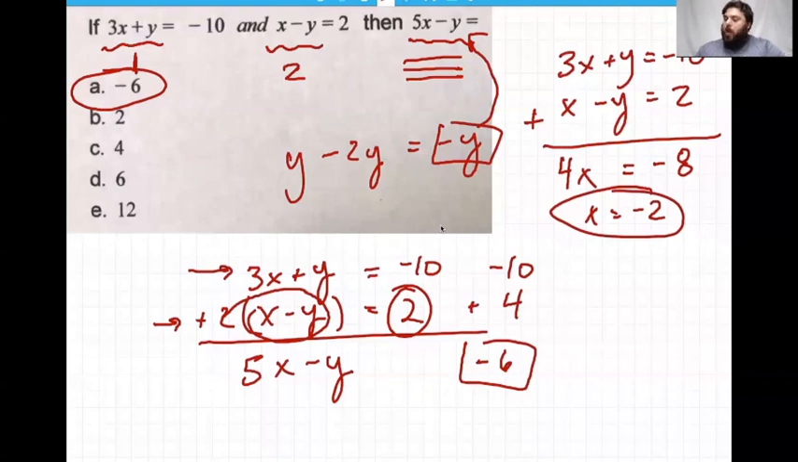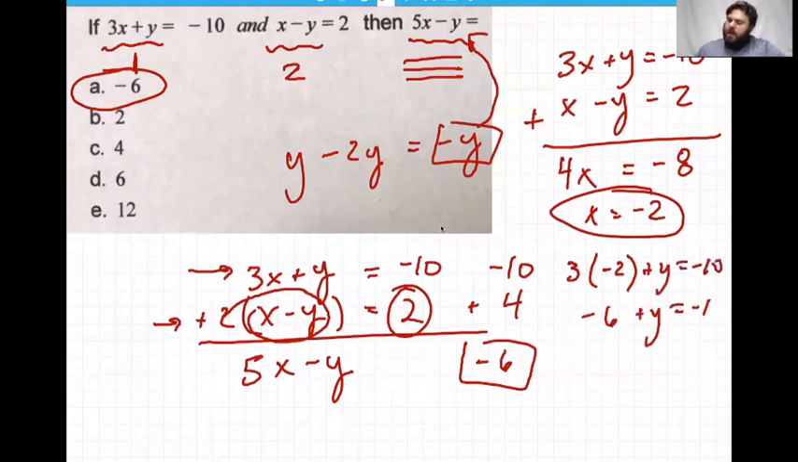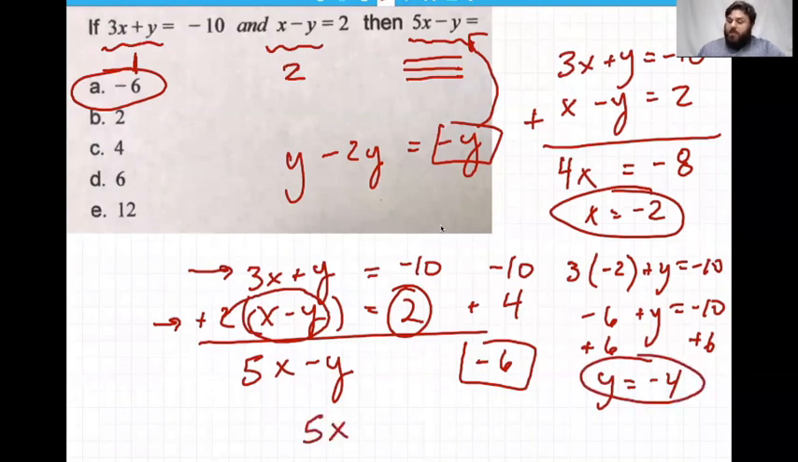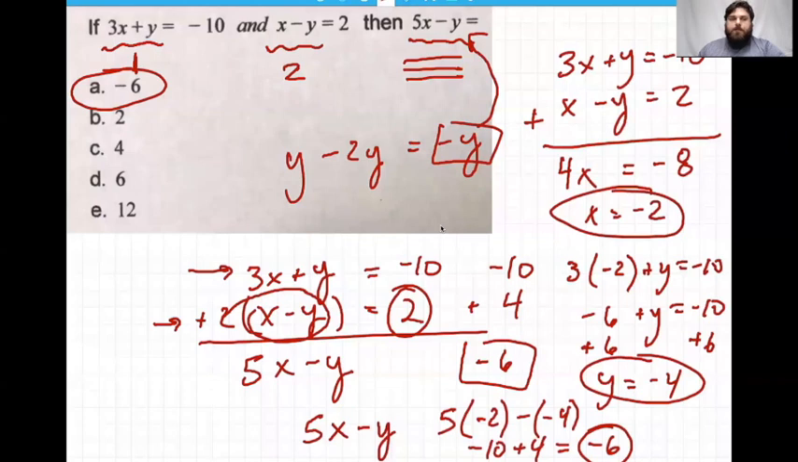Now, how do I find the y? Go back and plug it in. Take the first equation, 3 times x, and replace it with what x is. So 3 times -2, plus y equals -10, and just find out what y is. So -6 plus y is -10. If I add 6 to both sides, I get y is equal to -4. Then, ultimately, my goal isn't to ask what is the solution to the system or where do they intersect. I want to know what 5x minus y is. So 5 times x, which is -2, minus y, which is -4, gives me -10 plus 4, which is -6. Okay?